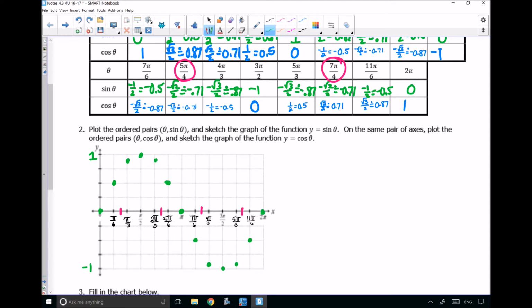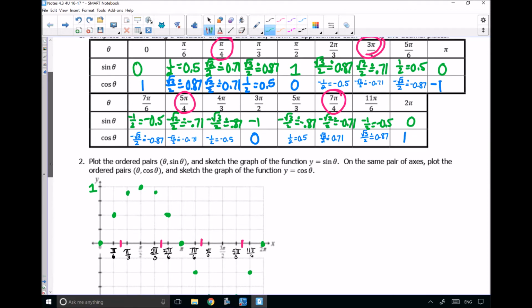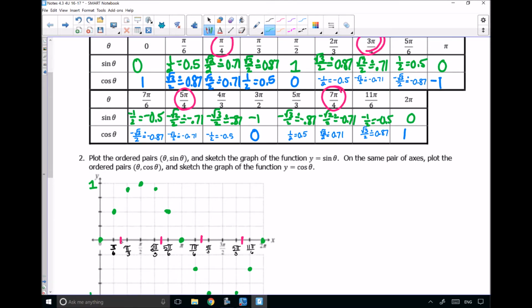Okay? Now I'll go ahead and do my quarter pis right here. So pi over 4 right here is going to be 0.71, so it's going to be a little bit shy of my 3/4 mark, which makes sense in my graph right here. For the next one, the 3 pi over 4 is going to be also the same thing, 0.71, so I'm going to put it right here.